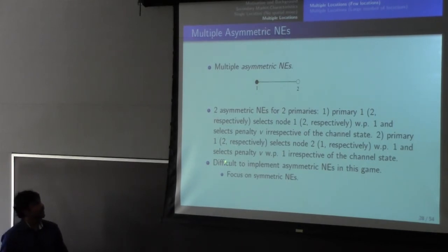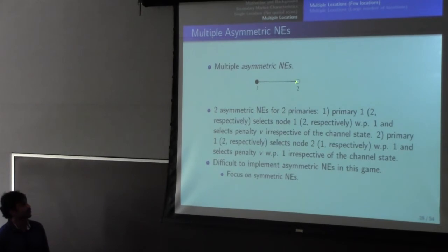So what are these two asymmetric NEs? Consider a linear graph with only 2 nodes. Suppose the primaries divide the nodes among themselves. There are 2 primaries, one will choose node 1 and the other will choose node 2. So there is no competition at a node. Primary 1 will select the highest price at node 1 and primary 2 will select the highest price at node 2. You can interchange this, so these are the 2 asymmetric NEs.